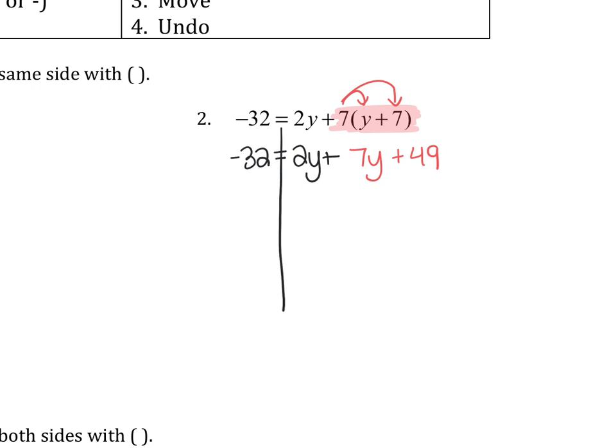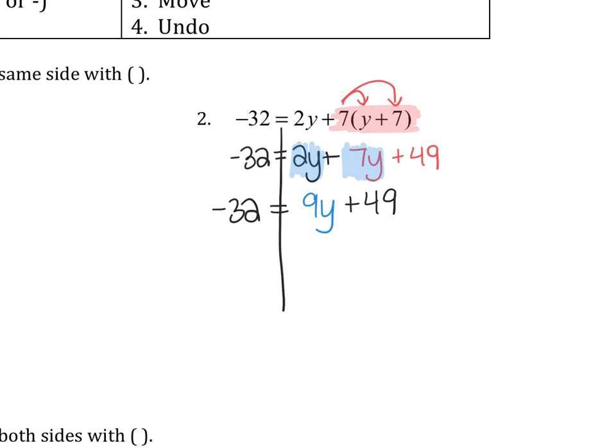Okay? It is important that you write all these steps down in order to be able to solve these. The next step in multi-step equations is to combine like terms. So notice I have a 2y plus a 7y. So 2y plus 7y is 9y. And if I copy down the rest of my problem, I still have a plus 49, and I still have the equals negative 32 over here.